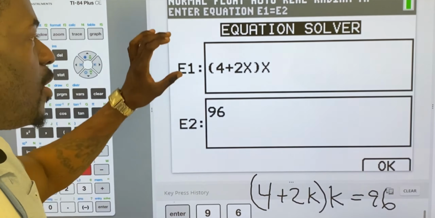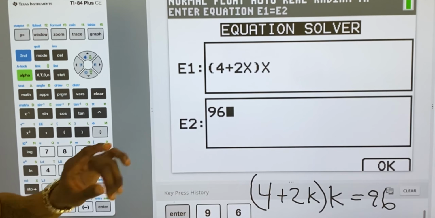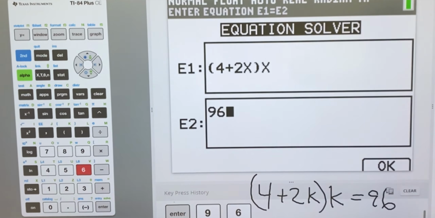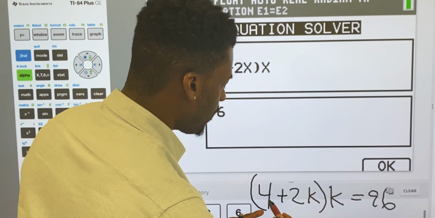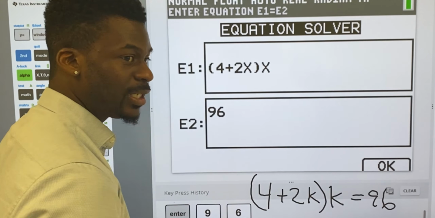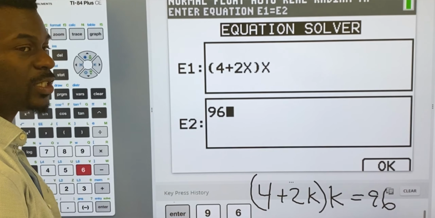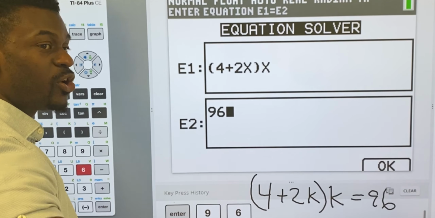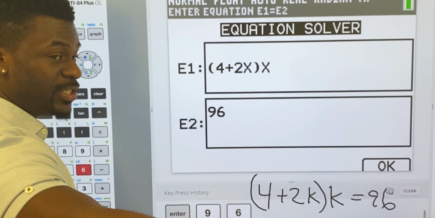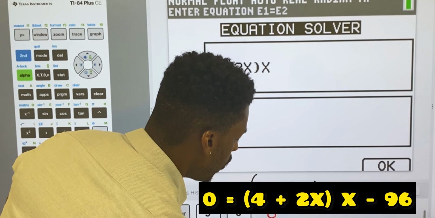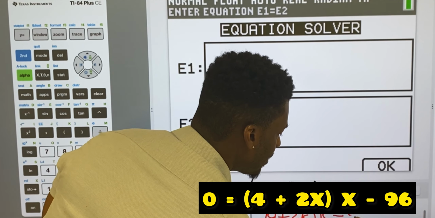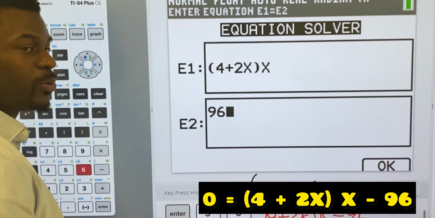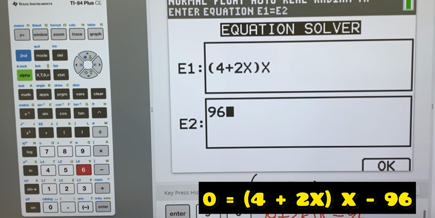Here on mine, I can just put both sides of the equation. For you guys, you have to actually subtract. You see how you have 4 plus 2K times K equals 96? You have to move the 96 over to the other side. So yours is going to say 0 equals. It should already say 0 equals. And then you're going to have 4 plus 2K in parentheses times K minus 96. That's what will go in your calculator. And then you want it to solve, so you're going to press alpha, enter.